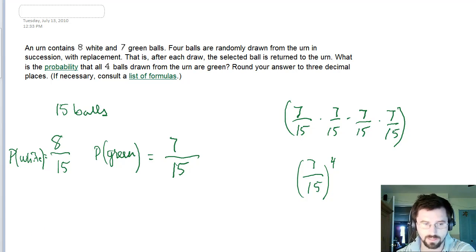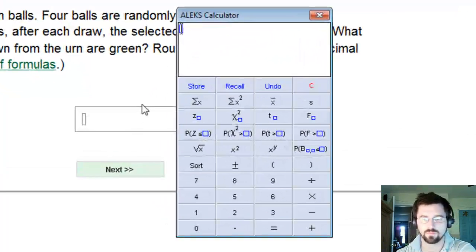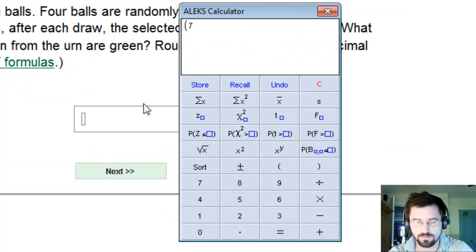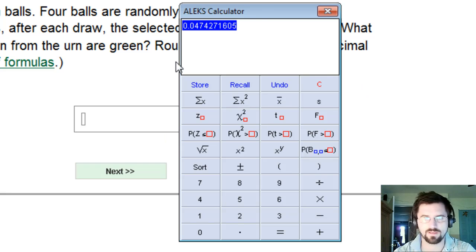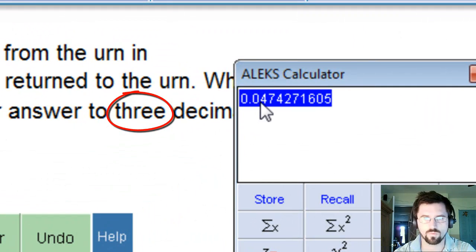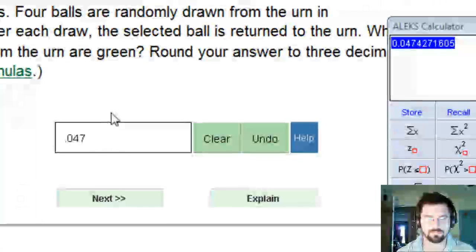I have a calculator available to me, and I'm going to use it. We type in 7 divided by 15, then arrow over to the x to the y button, to the 4th power, enter. We're going to round this to 3 decimal places. So 1, 2, 3, look at the number after the 3rd, and it's lower than 5, so we keep the numbers the same, so it's 0.047. And that's it.